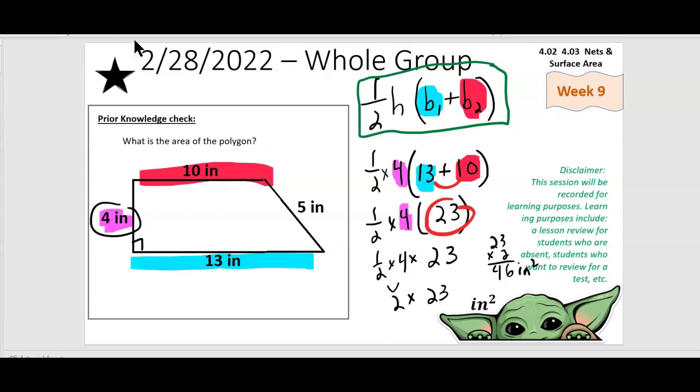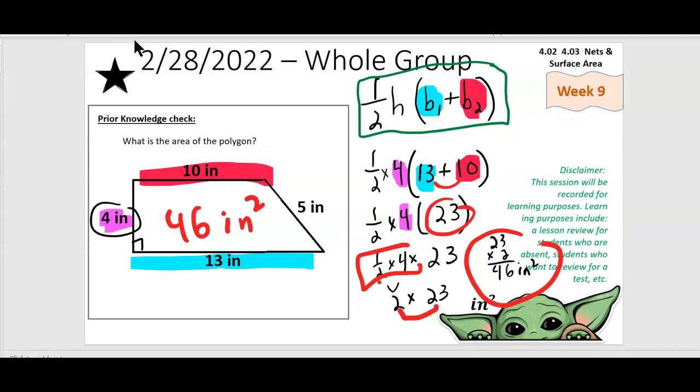See, and just combine it up. 23. So we ended up with 1/2 of 4 times 23. 1/2 of 4 is 2. So 2 times 23 is 46. 46 inches squared.